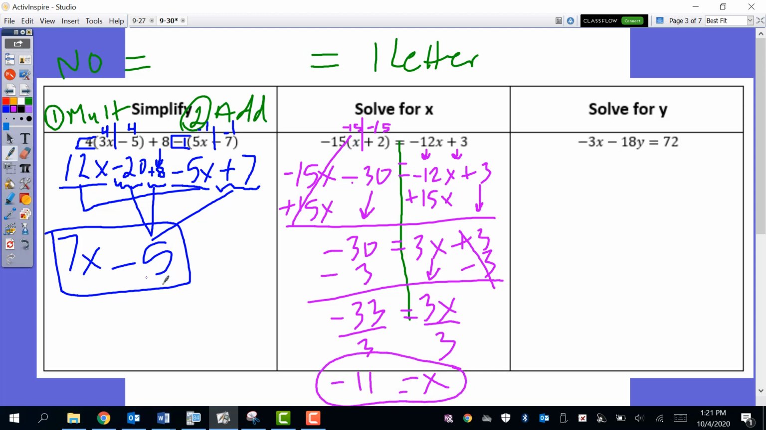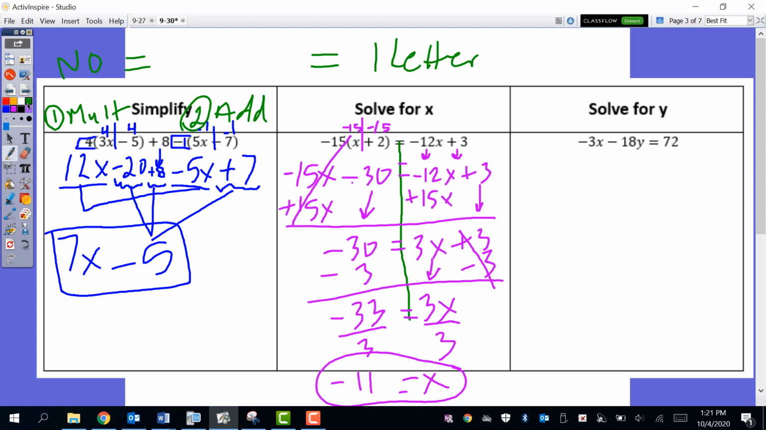We see the difference between what these two things look like. This is x equals some number because there's an equal sign. This just has x as part of our answer, but we don't know what number x is. So that was solve for x.